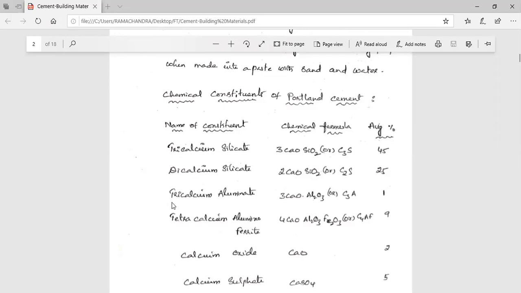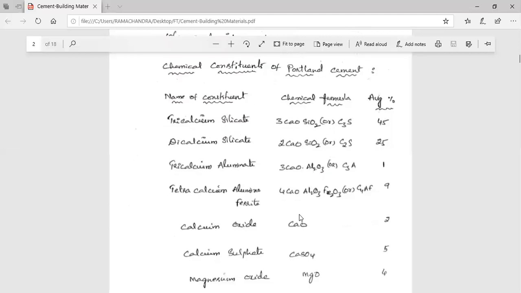Next we go for tetracalcium aluminoferrate. The chemical formula is 4CaO.Al2O3.Fe2O3, with aluminum trioxide and iron trioxide, expressed as C4AF, calcium aluminoferrate. This component has an average of 9% present in the Portland cement.